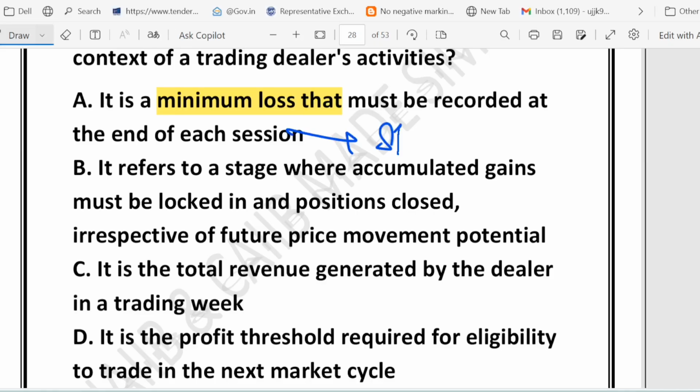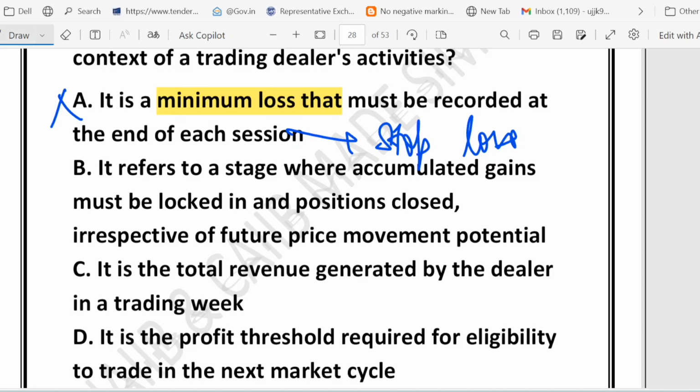This is called stop loss. This is not called stop profit, right? So this is the opposite of what stop profit is. A stop profit is about locking in profit, not recording loss. This question, option A, is saying recording loss. So this option is incorrect, right? Because the stop profit has nothing to do with losses. Option number B, it refers to a stage where accumulated gain must be logged. Yes, that is the correct one.